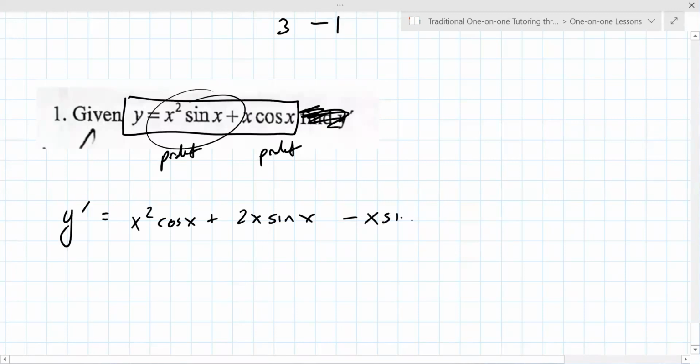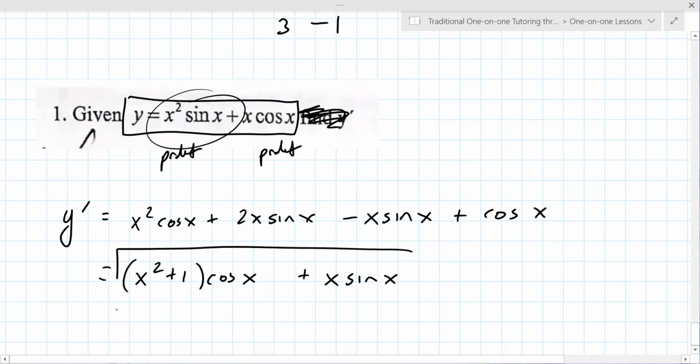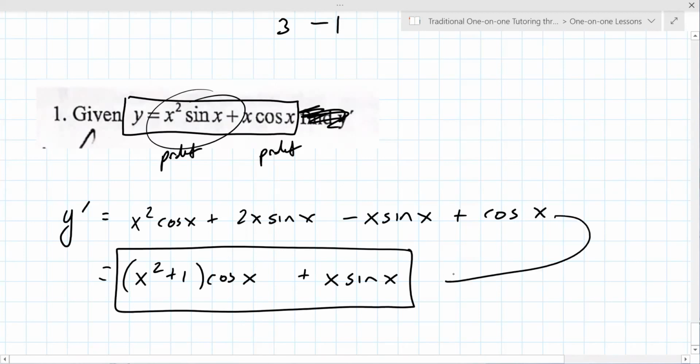minus x sine x plus cosine x. This is where you have to be careful with multiple choice, because here is another way the answer could be presented: x squared plus 1 cosine x plus x sine x. Oh, you just leave it like that? Yes, this is how it would be written in multiple choice, or some variation of that. That's how the AP style is. You still want to work it out into this form.